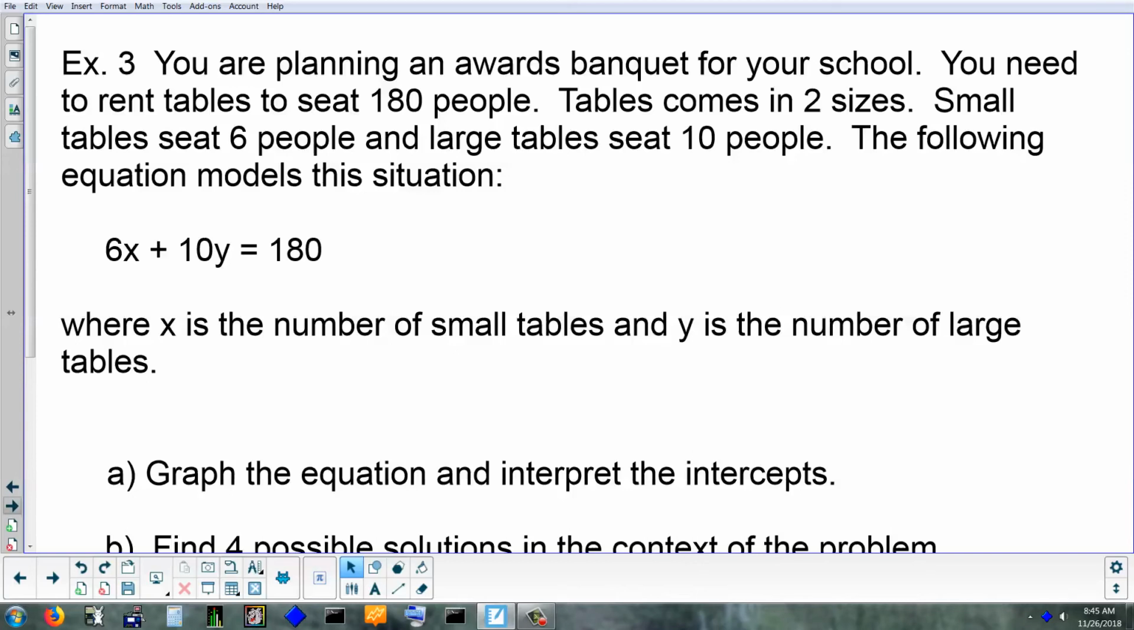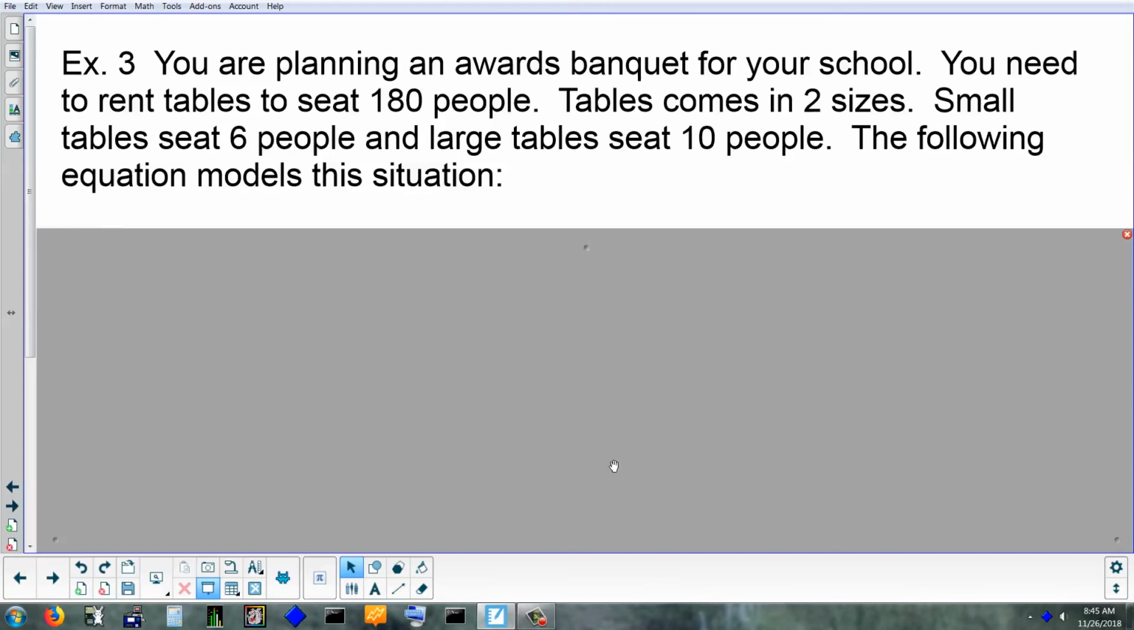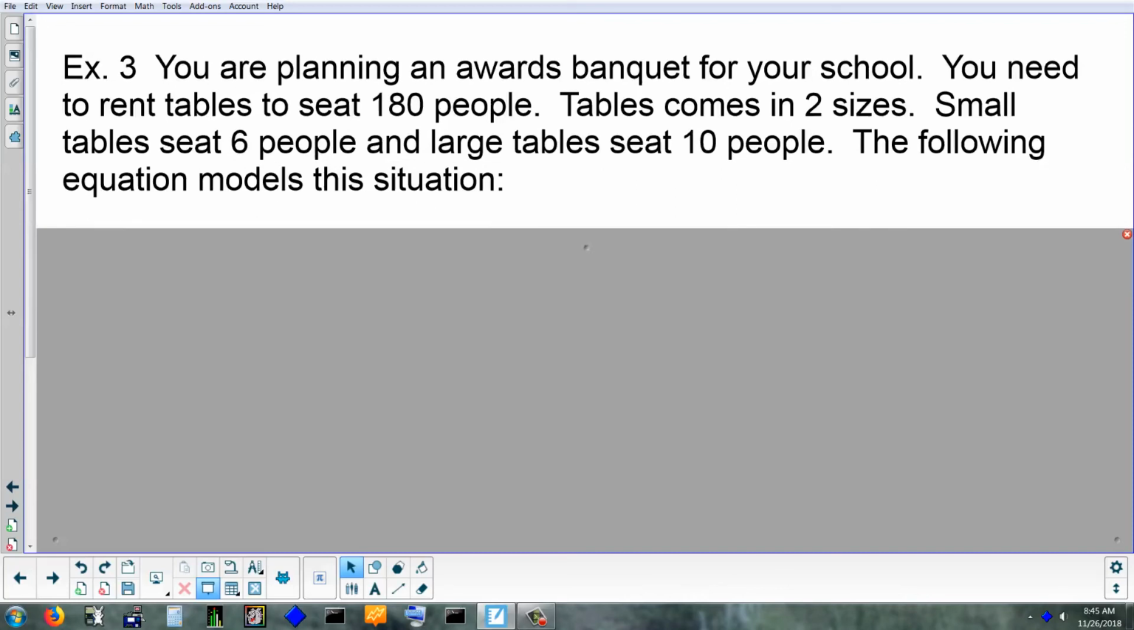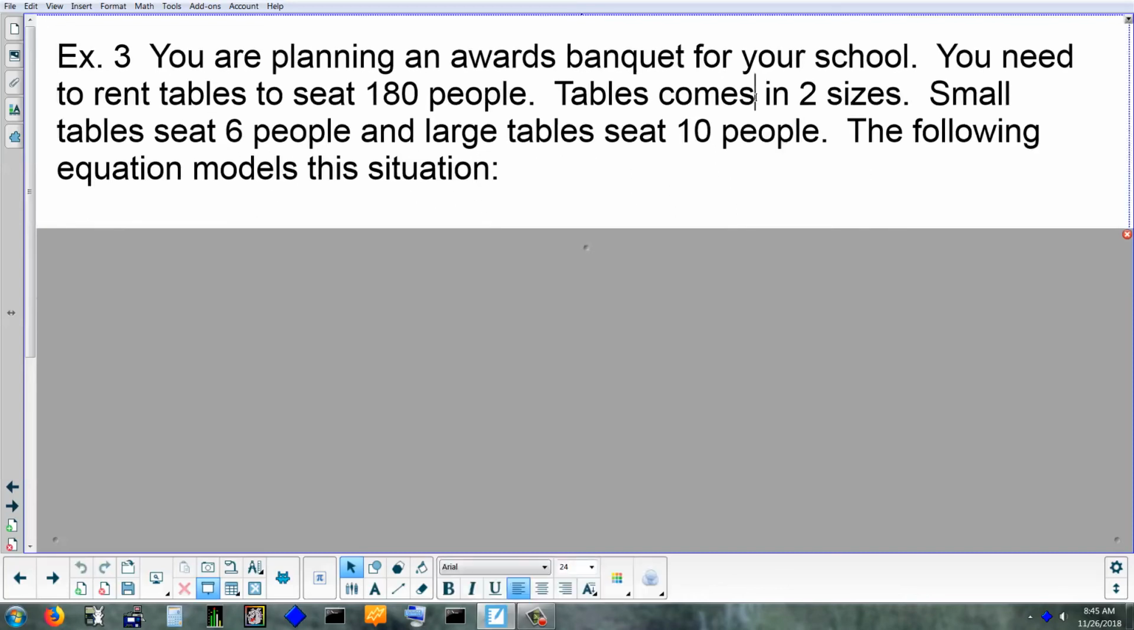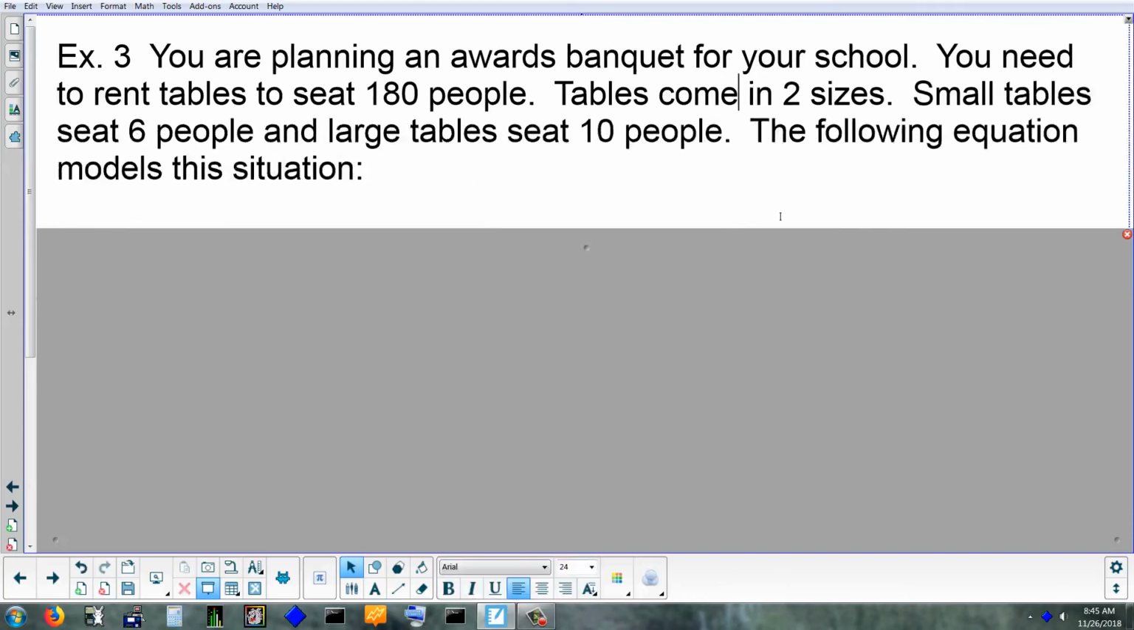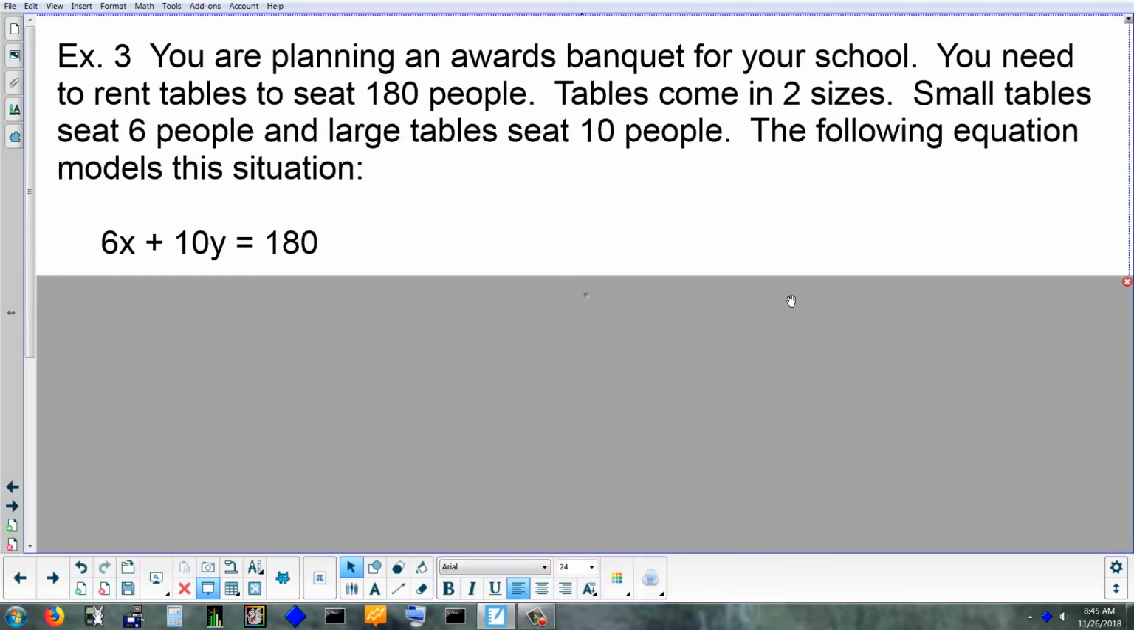Okay. You are planning an awards banquet for your school. You need to rent tables to seat 180 people. Tables come in 2 sizes. Small tables sit 6 people, and large tables seat 10 people. The following equation models this situation.